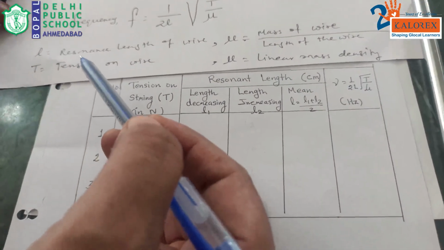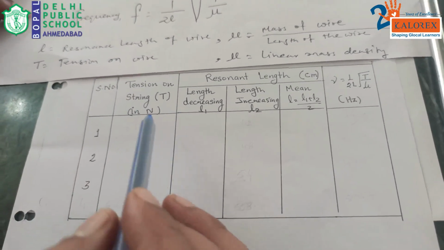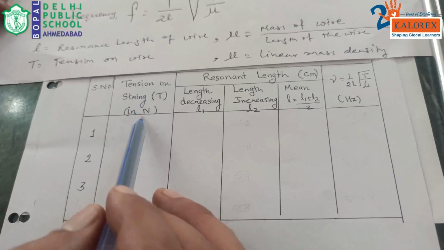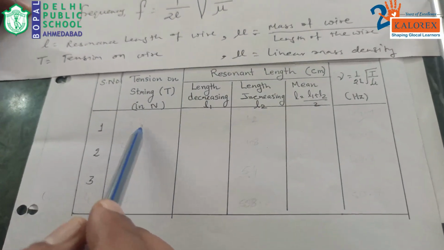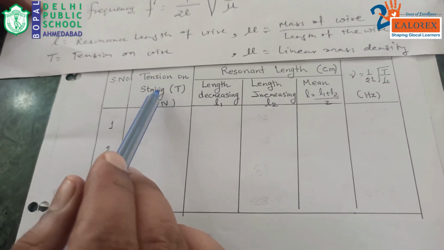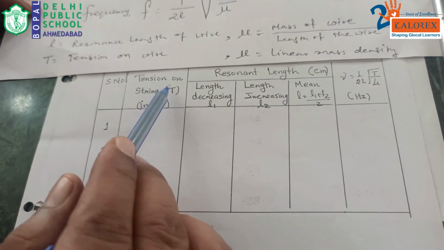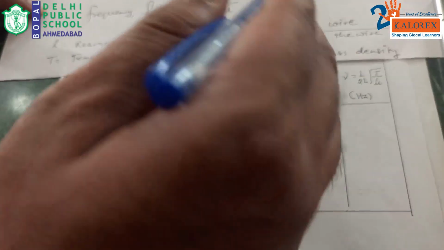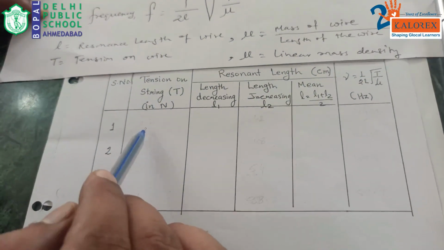Now what we will do in this experiment, this is the observation we will take in this observation table. In the first column we will put the known value of weight on the wire, and that weight will be written below the tension column. Along the tension column we will write the weight in terms of Newton; whatever mass you have suspended will be converted into Newton and entered here.